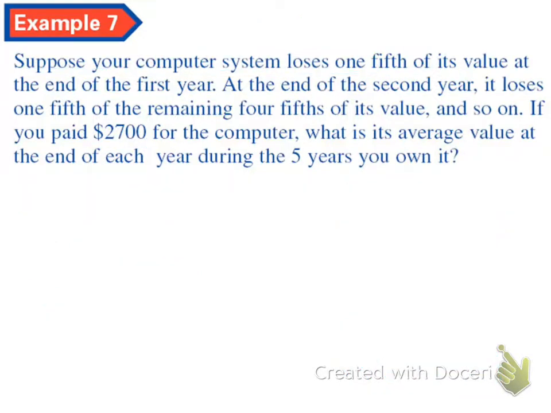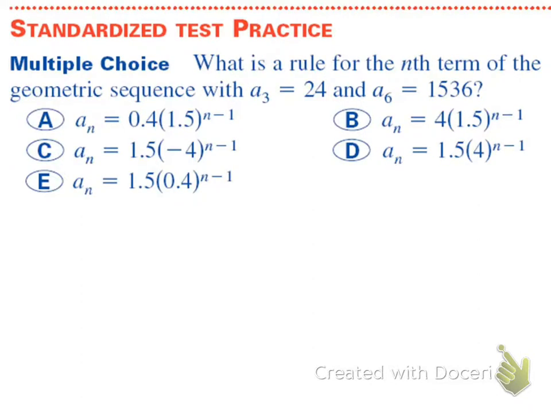I'd like for you to pause the video for just a minute and try working this last example. All right, pause the video and give this multiple choice problem a try. After you've solved it, unpause the video and check your answer. Okay, if you solved it correctly, you should have found that D was the correct answer. The rule for any term would have been 1.5 times 4 raised to the n minus 1 power.